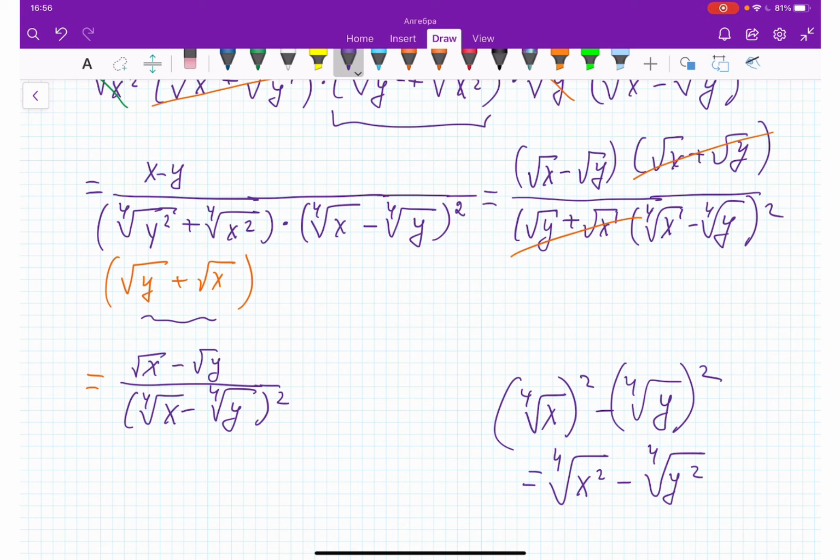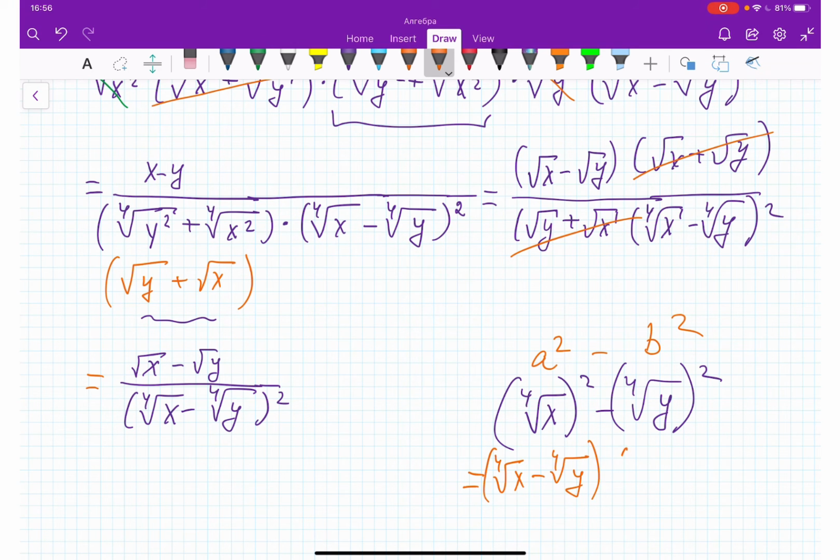And I'm going to represent it as a squared minus b squared, correct? Which is going to be equal to radical degree 4 of x minus radical degree 4 of y times radical degree 4 of x plus radical degree 4 of y. Let me rewrite here. I used a squared minus b squared. All right?